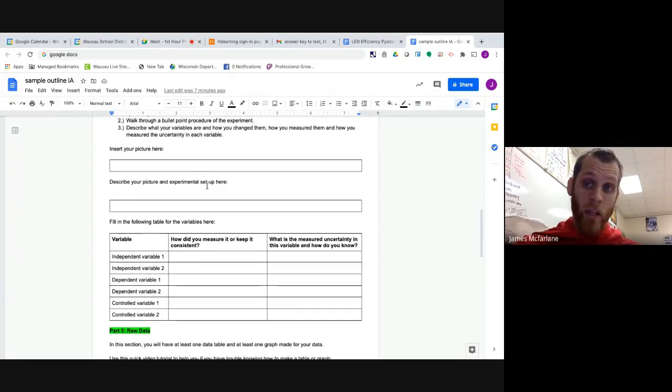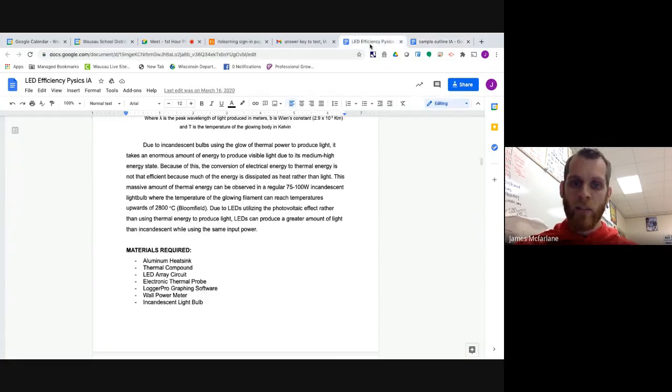What helps me and helps the reader is to sometimes make a table. What are the variables that you measured? How did you measure it, or how did you keep it consistent? And then what's the uncertainty in those variables? So let me show you back to this example here.